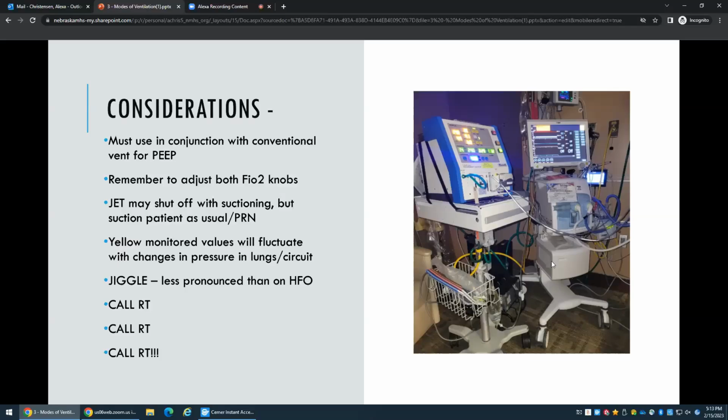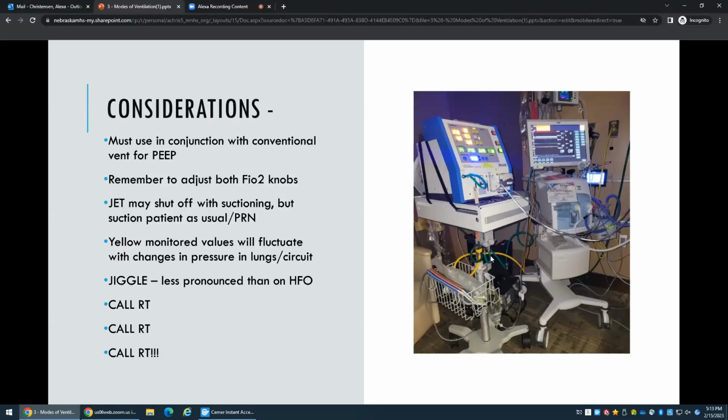It won't hurt the patient if you forget and turn one up or down and not the other, but the patient will get a mix of in between. So if you turn your Draeger to 30% and this still says 25, your patient's probably going to get 26, 27%. They're going to get a mix of the FiO2 if you don't. So it does not hurt the patient, but your charting probably won't be exactly accurate of what they're getting.